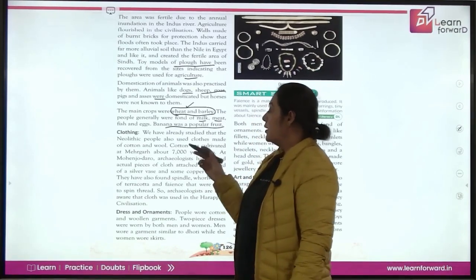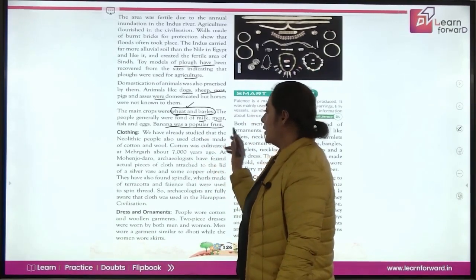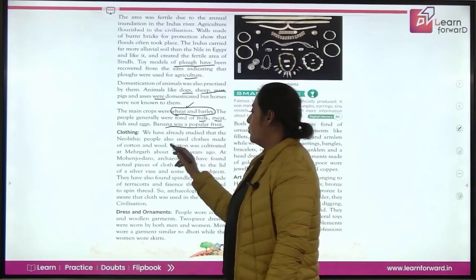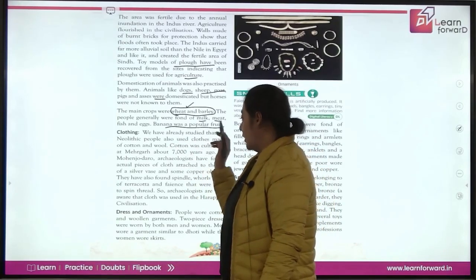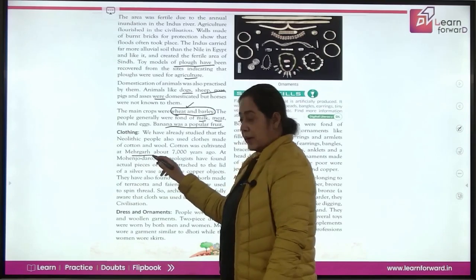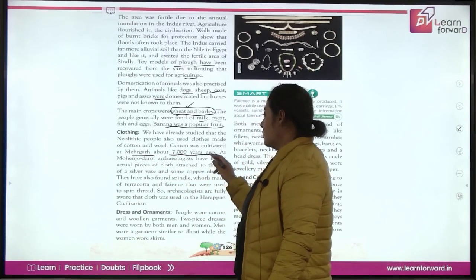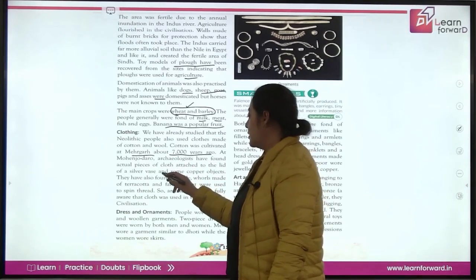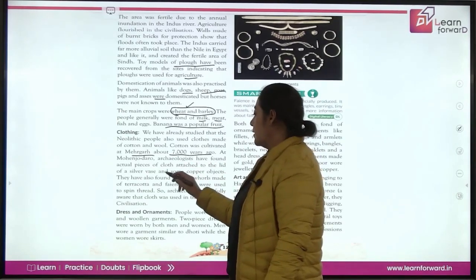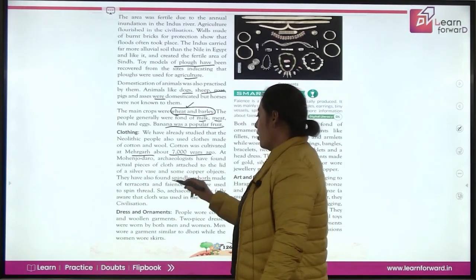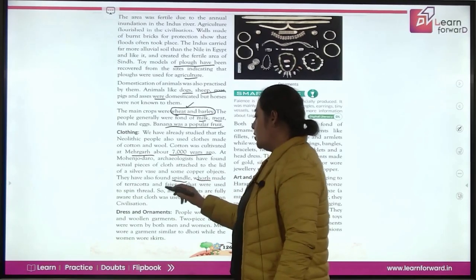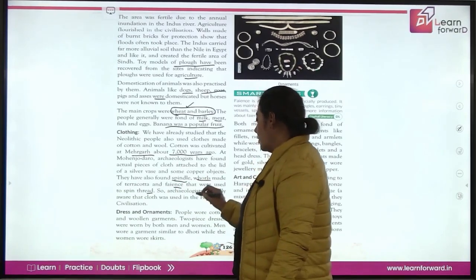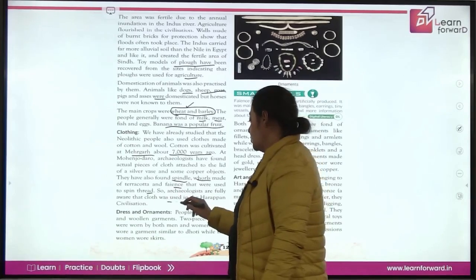And let's understand the kind of clothing they had. They wanted to survive with the latest system, with clothes made of cotton. Cotton was cultivated in what is now Pakistan around 7,000 years ago, as Mohenjo-daro archaeologists have found attributes of clothes attached to the silver mask and some copper objects. There were spindles, gold, terracotta and stone that were used to spin fibre. So archaeologists are fully aware that cloth was used.